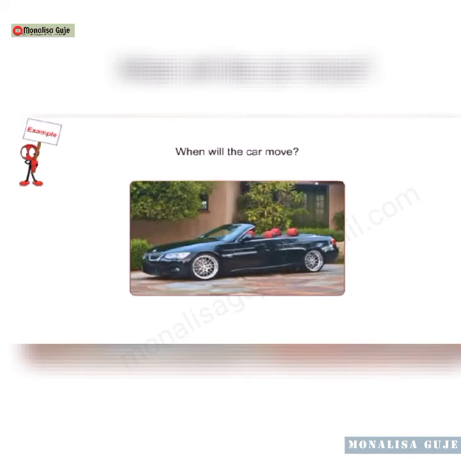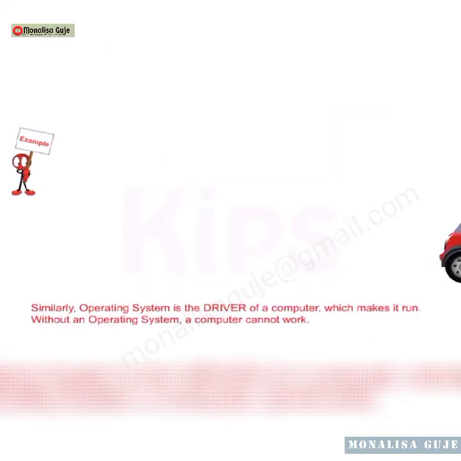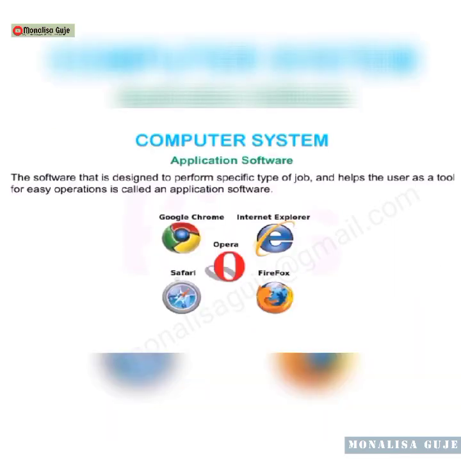Suppose you have a car, you have diesel, and the car is working quite well, but when will it move? Yeah, it will only move when the driver will drive it. Similarly, operating system is the driver of a computer which makes it run. Without an operating system, a computer cannot work. That is system software. Now comes application software.